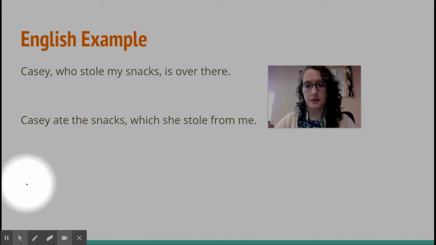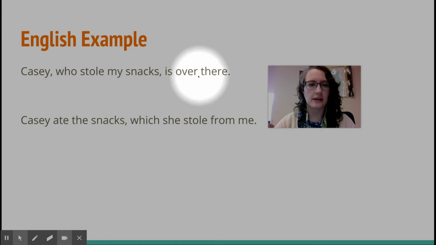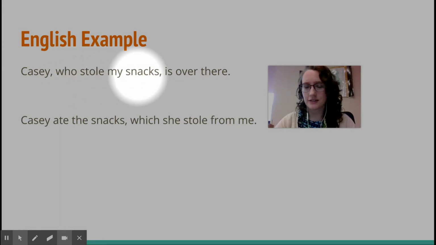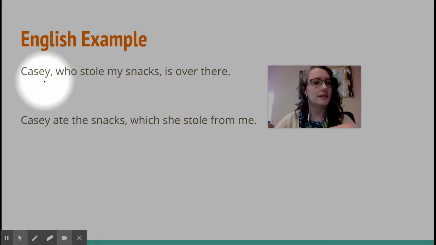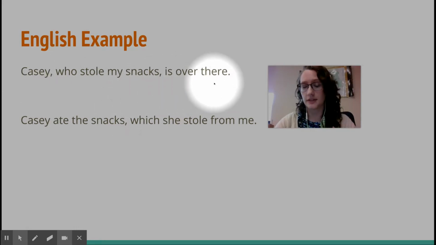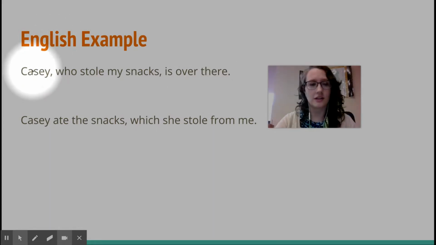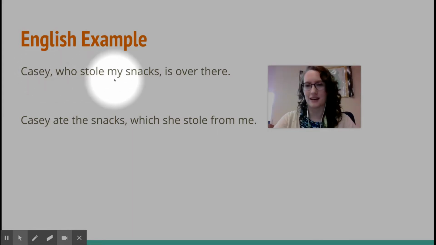Here are my examples of two sentences that have a relative clause. My first one, "Casey, who stole my snacks, is over there." My relative clause is "who stole my snacks," because I have two sentences here. I have "Casey is over there." So I had the idea that Casey is over there. And which Casey am I talking about? The one who stole my snacks. I can even replace the word who, or my relative pronoun, with my subject here, Casey, and it will still make sense with "Casey stole my snacks."